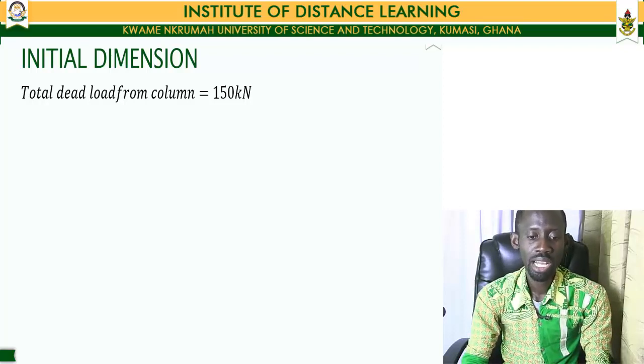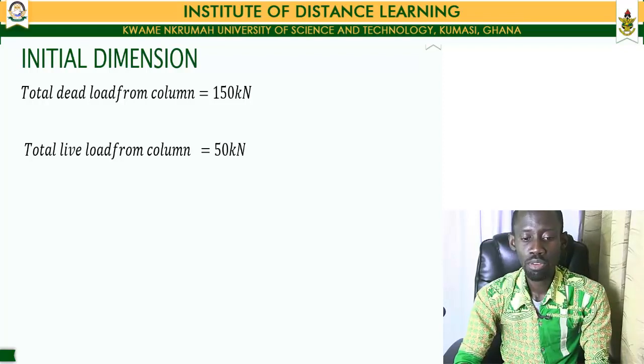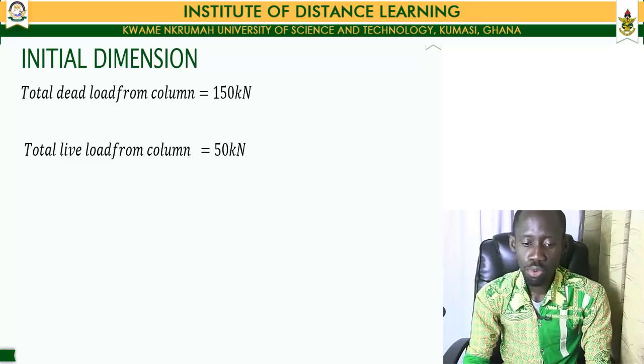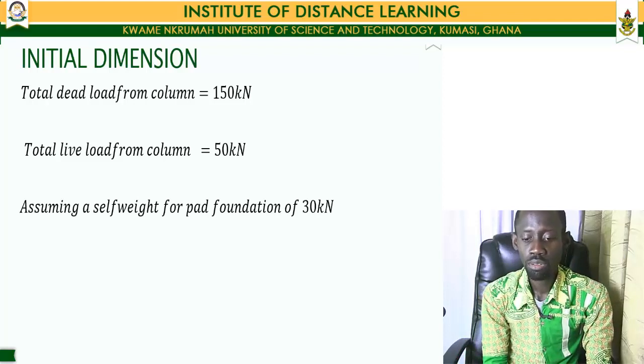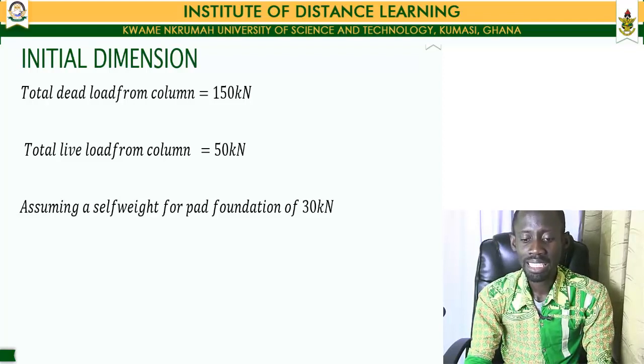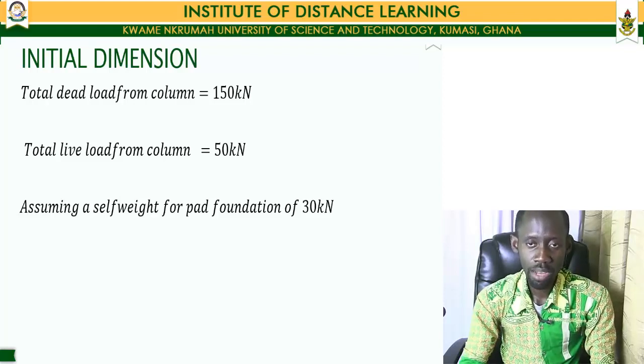So in order to do that, we look at the total dead load coming from the column onto the pad foundation, and the total live load also coming from the column onto the pad foundation. Having estimated the total dead load and the total live load that the column would have to transmit onto the pad, we would also have to estimate the self-weight of the pad itself. At this point, we don't know how big or how small our pad is going to be, so it will be difficult to determine the exact weight of our pad. So we would have to assume a value for the pad.